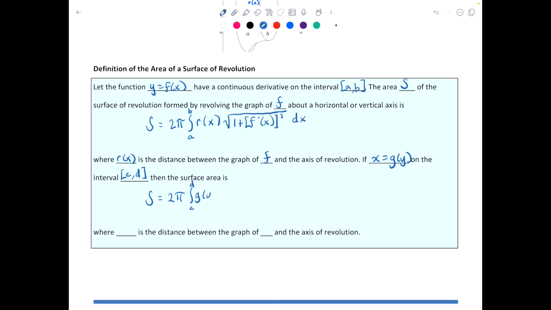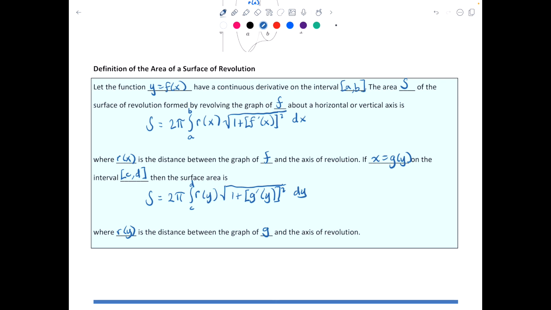of r of y, my bad, times the square root of 1 plus g prime of y squared with respect to y, where r of y is the distance between the graph of g and the axis of revolution. All right, so here we go.